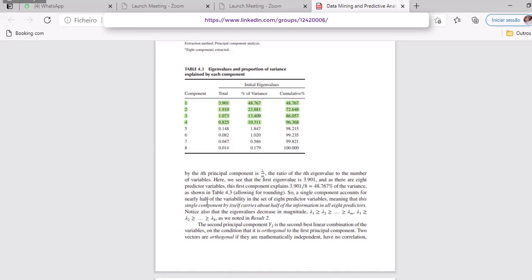So here I was also seeing this phrase, which is important: with just one explanatory component, we can explain almost 50% of the variability. And remembering this one component, the first one, includes already 4 variables. So here we have done a lot for dimension reduction.